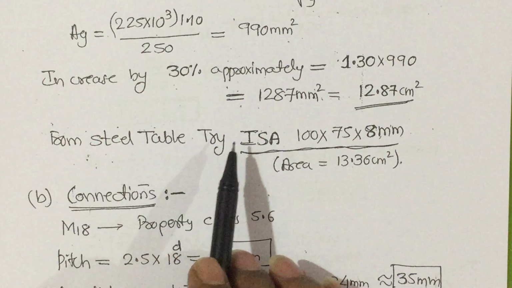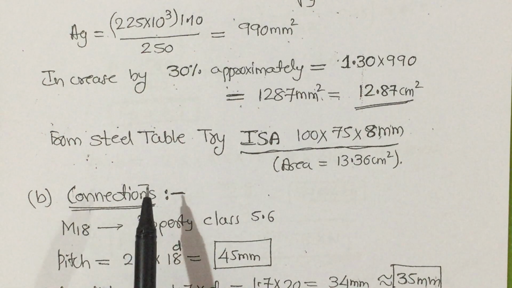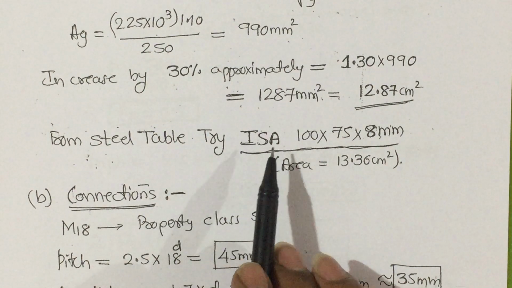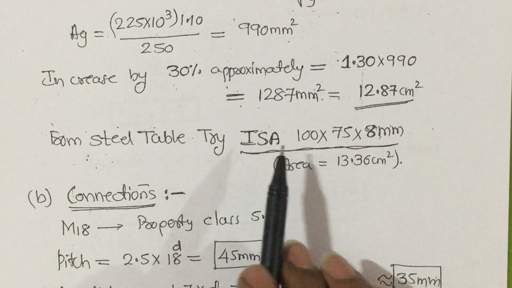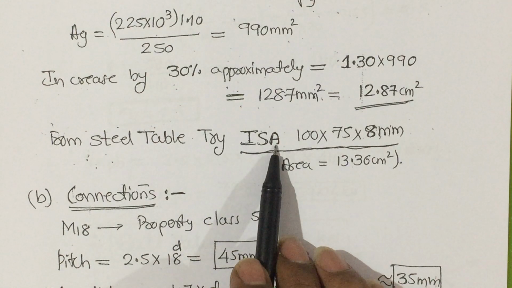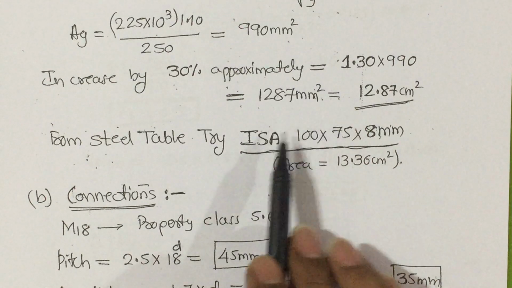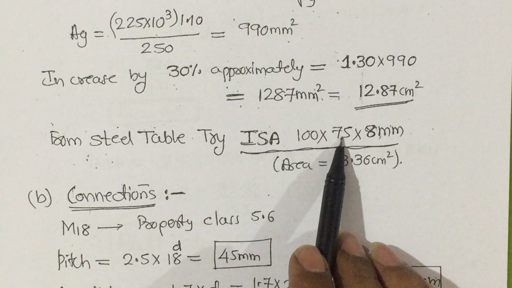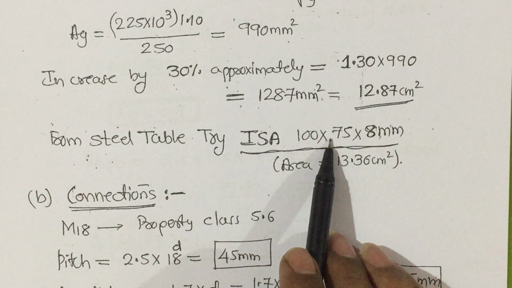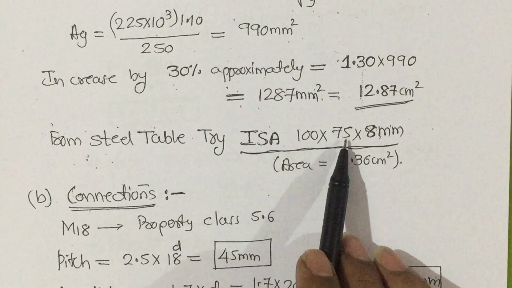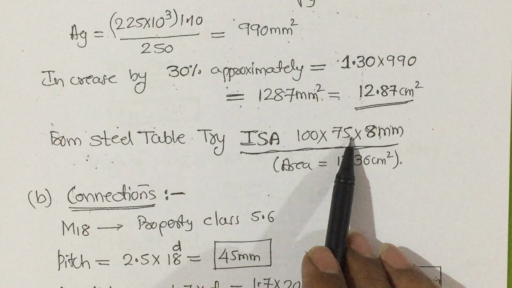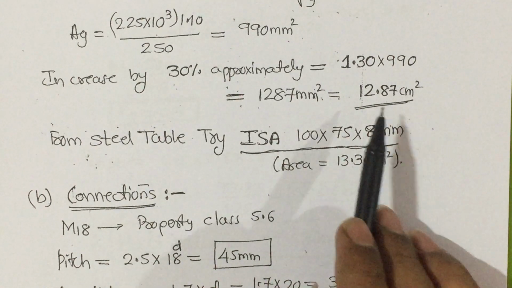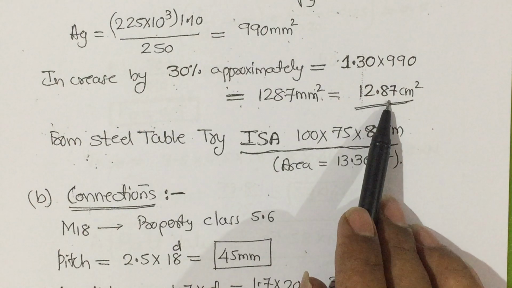From the steel table, as we discussed in the previous modules, we will search in the single angle section, for Indian Standard angle section. In that, check it in the unequal angles. ISA 100 by 75 by 8 mm, we are going to get. What about the area here? 13.36. What we required is 12.87.